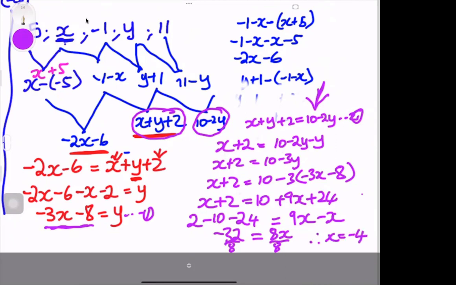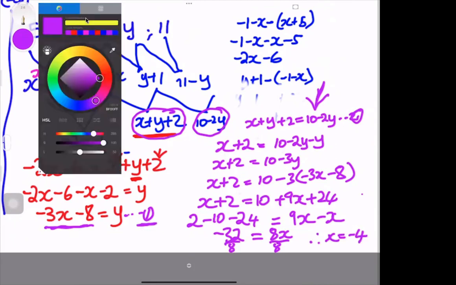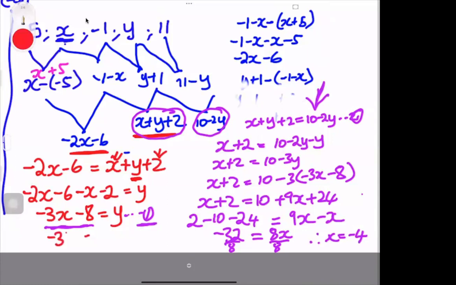And once you get your x is equal to negative 4, you can then substitute back into the equation where y is the subject of the formula, which means you're going to have negative 3 into negative 4 minus 8. Negative 3 times negative 4 is positive 12. Positive 12 minus 8, therefore y equals 4. Thumbs up if you are happy with that question.